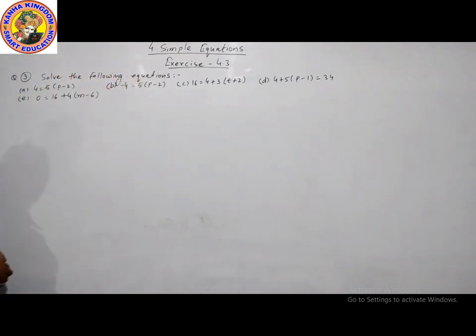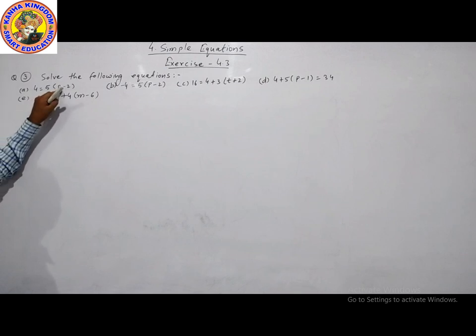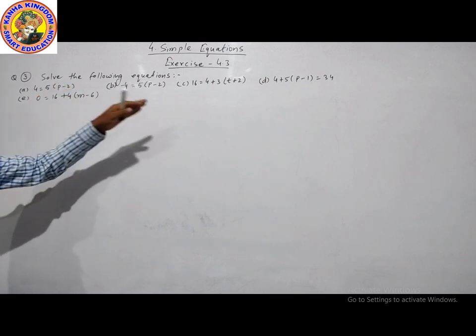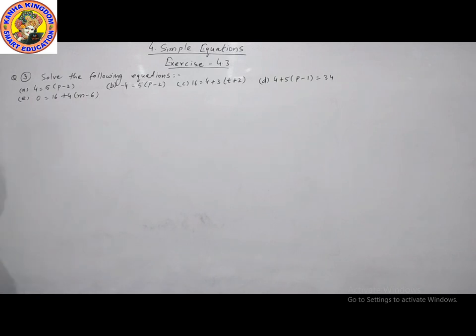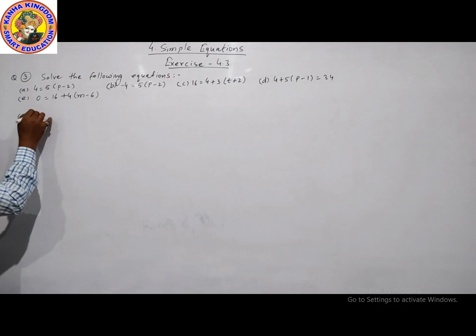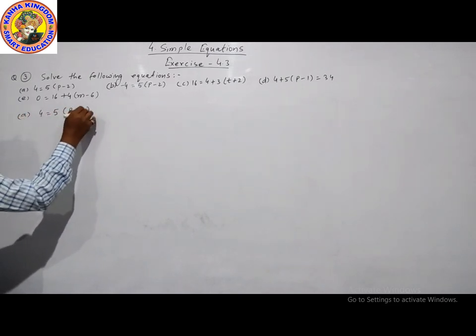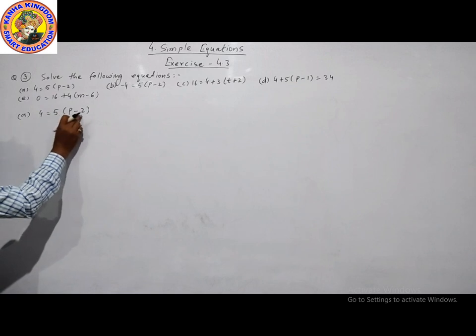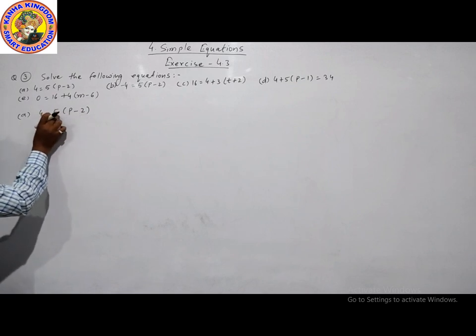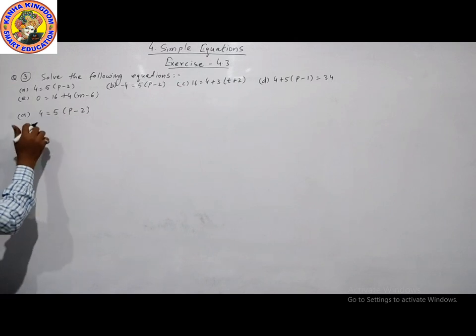Now our question number 3: solve the following equation. Here are the equations. We will solve the equations, which means find the value of P, M, T. We will find the value of this. Our first equation is 4 is equal to 5 into (P minus 2). P minus 2 is in a bracket multiplied by 5, so we will solve the multiplication by 5.